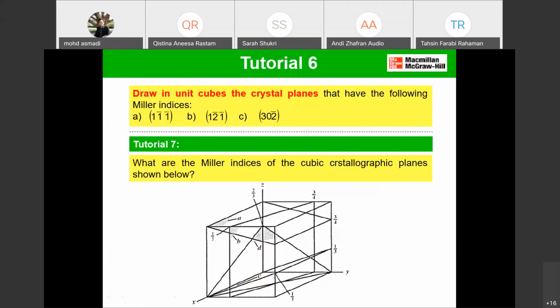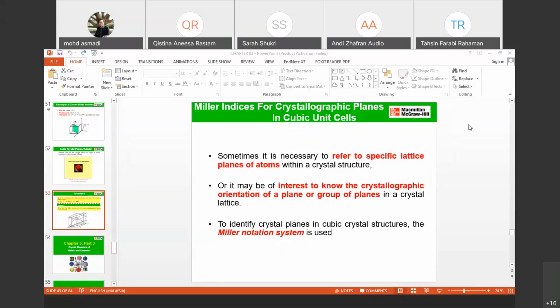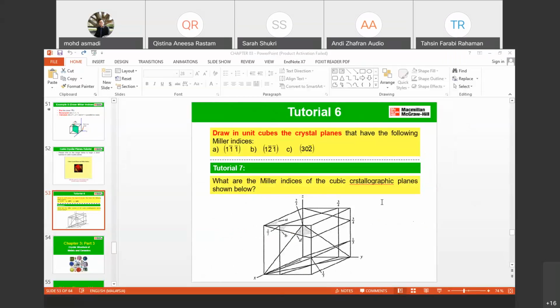If you have no questions, just similarly like the Cartesian coordinate, can you draw the plane and draw in the unit cell? I think you have to draw the plane by the given Miller indices: A, 1, negative 1, negative 1; B, 1, negative 2, negative 1; and C, 3, 0, negative 2. So can you draw and paste on the Padlet? I posted the Padlet, so everybody has to do the tutorials and then paste on the Padlet.